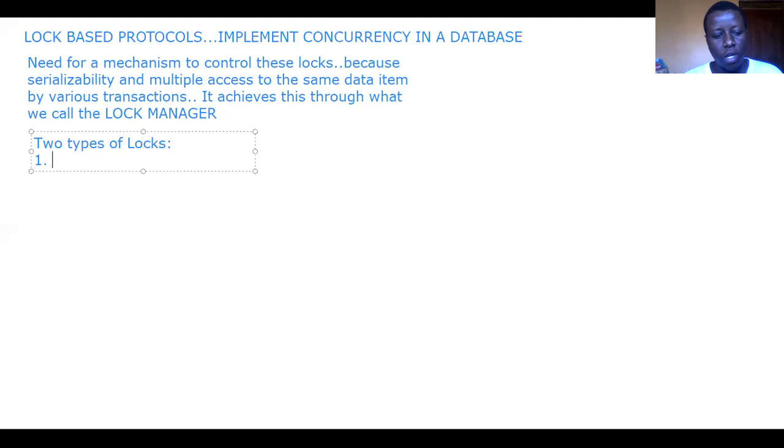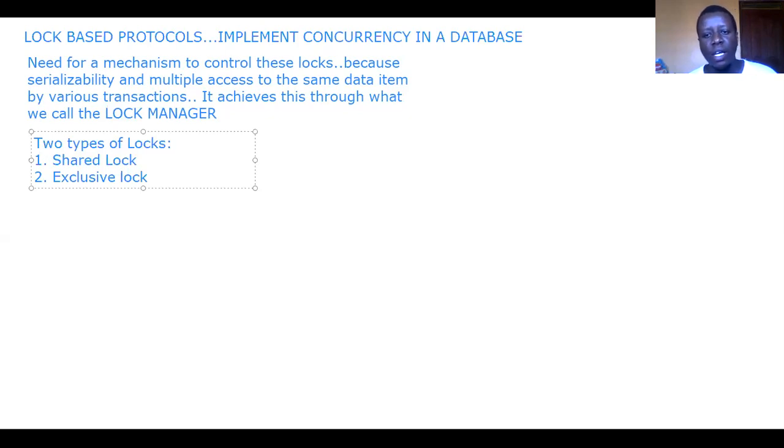The first lock is what we call the shared lock. And the second one is what we call the exclusive lock. So you have those two types of lock, shared lock and exclusive lock.